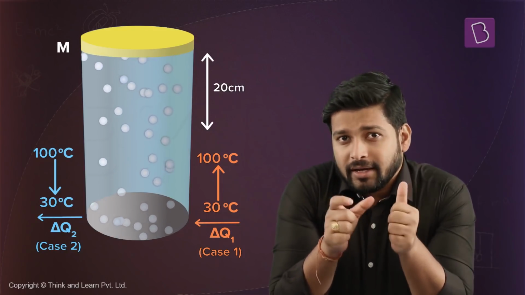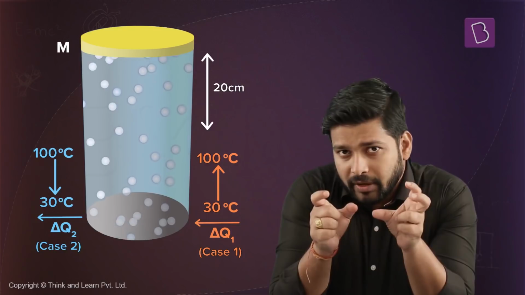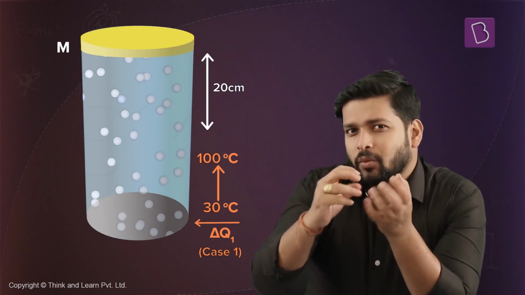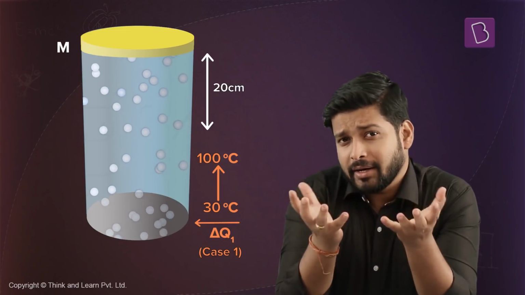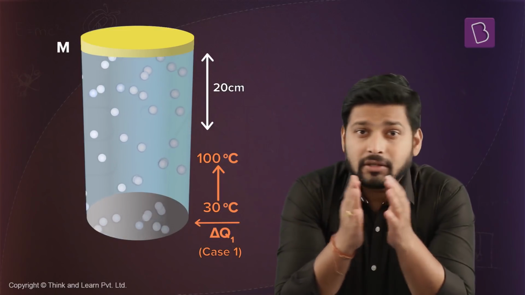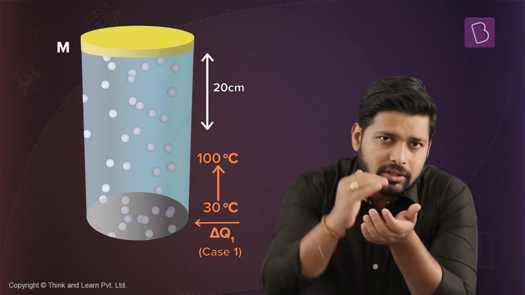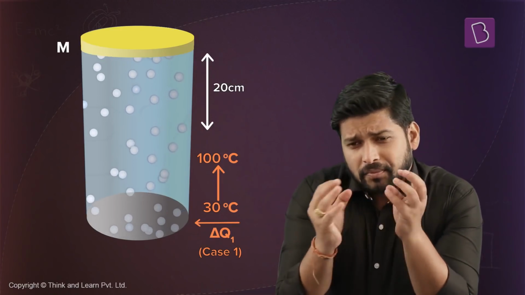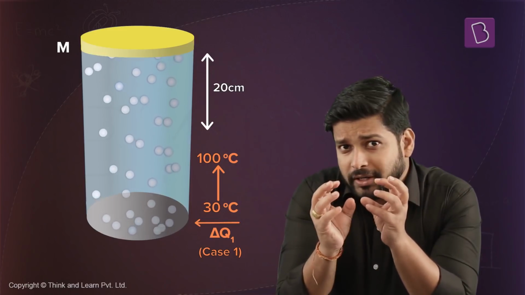Now let us analyze each of these conditions one by one. In the first case, we have been told that some amount of heat is given to the gas. Now what happens when you supply heat to an ideal gas? Basically the temperature of the gas is going to increase, right? And also since it has got a movable piston, the piston is going to move upwards, right? So we have got some amount of work done, right?